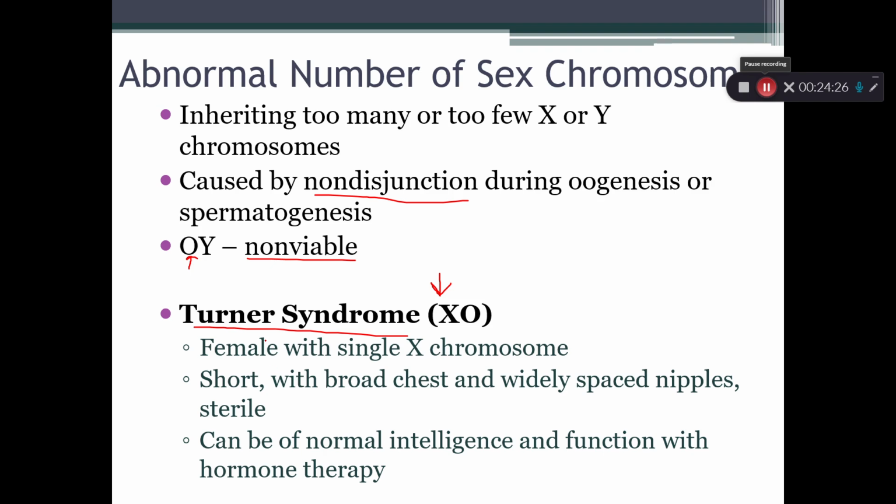Females with a single X chromosome have Turner syndrome. People with Turner syndrome are shorter. They have a broad chest. I actually know someone with Turner syndrome, and she looks very, very typical. She doesn't look atypical at all. Widely spaced nipples. They usually can't have children, can be of normal intelligence, and can function with hormone therapy.